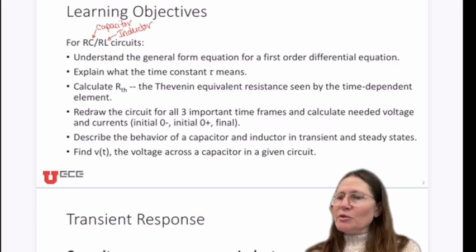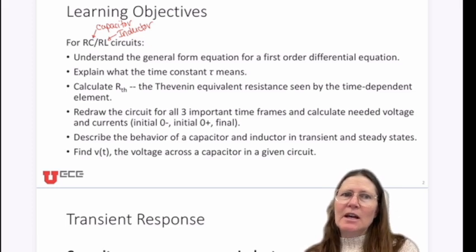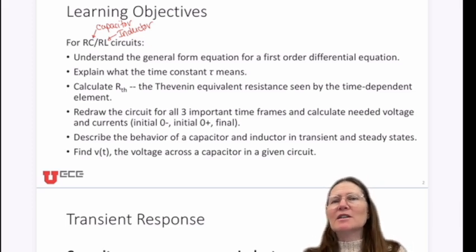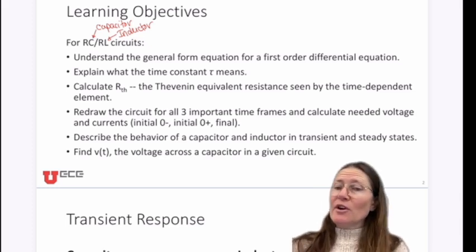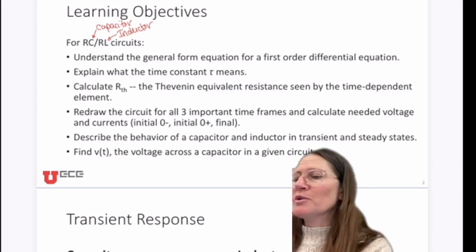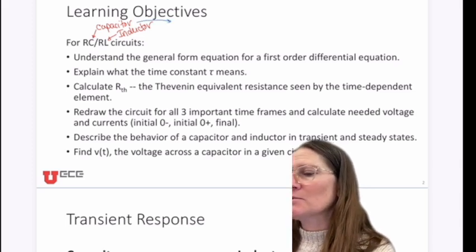We're going to also learn about what a time constant tau means, and we're going to be able to calculate the Thevenin equivalent seen by a time dependent element. So these time-dependent elements are the capacitors and inductors. So both of these are time-dependent elements.